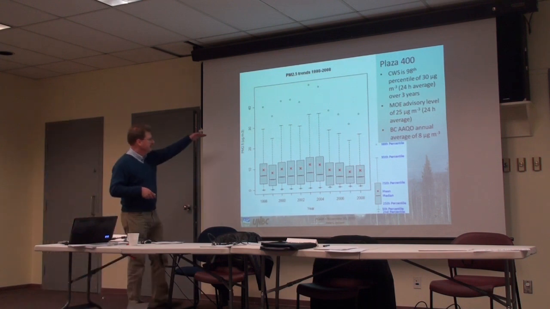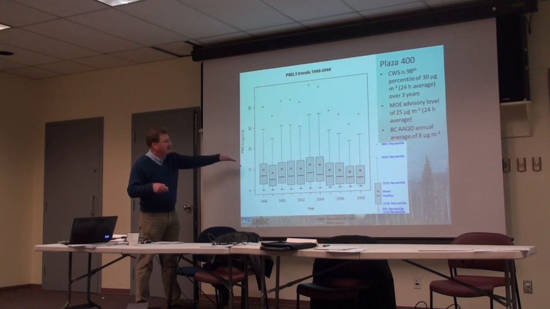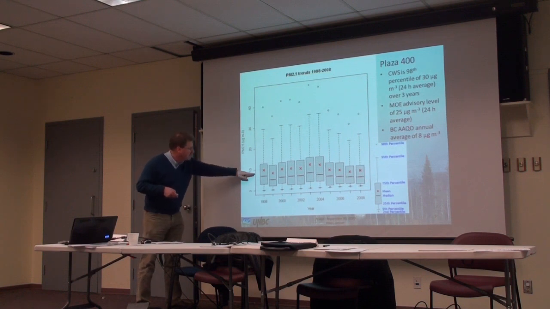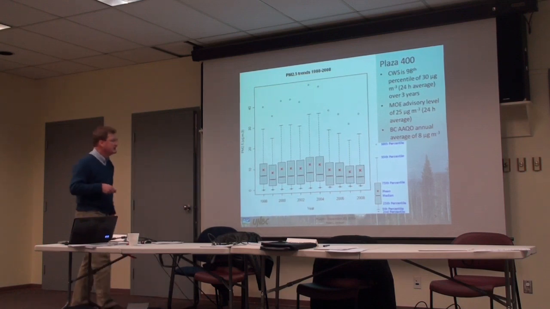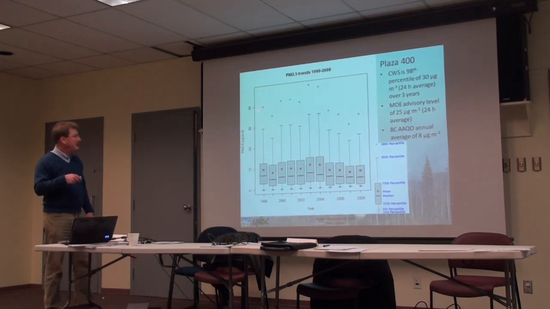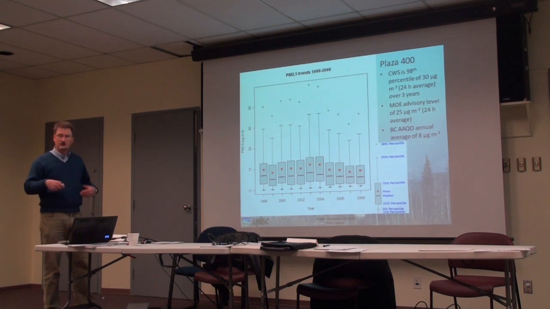And the BC ambient air quality objective for annual values is 8. So 8 is down here somewhere, and so we're hovering around, we're over 8 in terms of the mean. The x's here are over 8 most years, not every year. And the 98th percentile is often over 30. So we have elevated levels of PM2.5. We all know this.